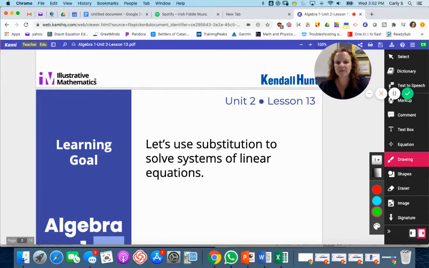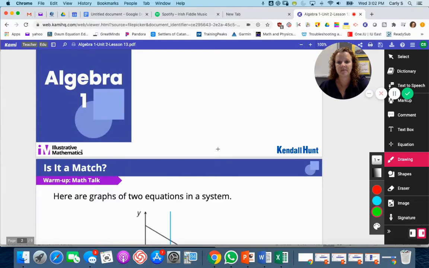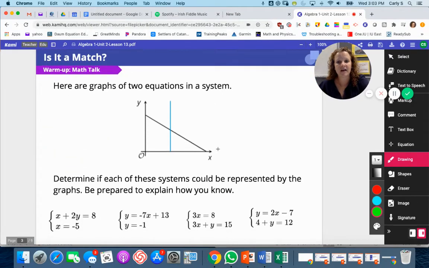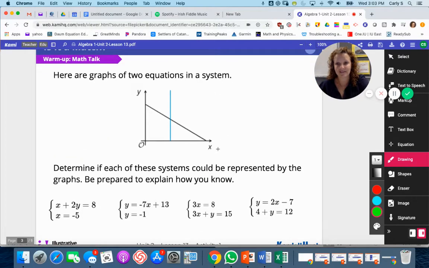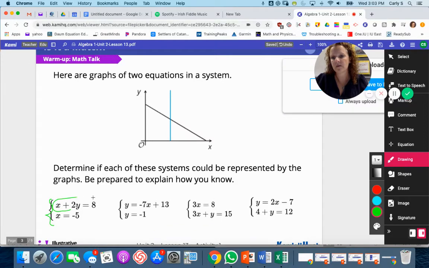So let's use substitution to solve systems of linear equations. Here are graphs of two equations in a system. Determine if each of these systems could be represented by the graphs. Be prepared to explain how you know. Well, if I look at this first system of equations, remember a system is two equations written with a squiggly bracket. This first system is going to be a slanted line with a y-intercept and a slope.